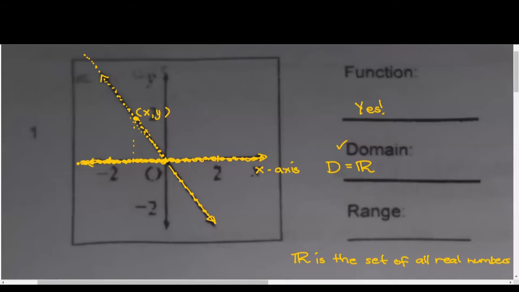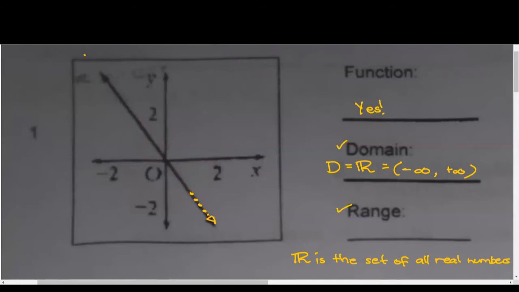Or you may want to use interval notation. So how do you write the set of all real numbers in terms of interval notation? Ganito. From negative infinity to positive infinity. Yeah? Okay. This time, hanapin naman natin ang range. So, erase lang natin ulit ito.